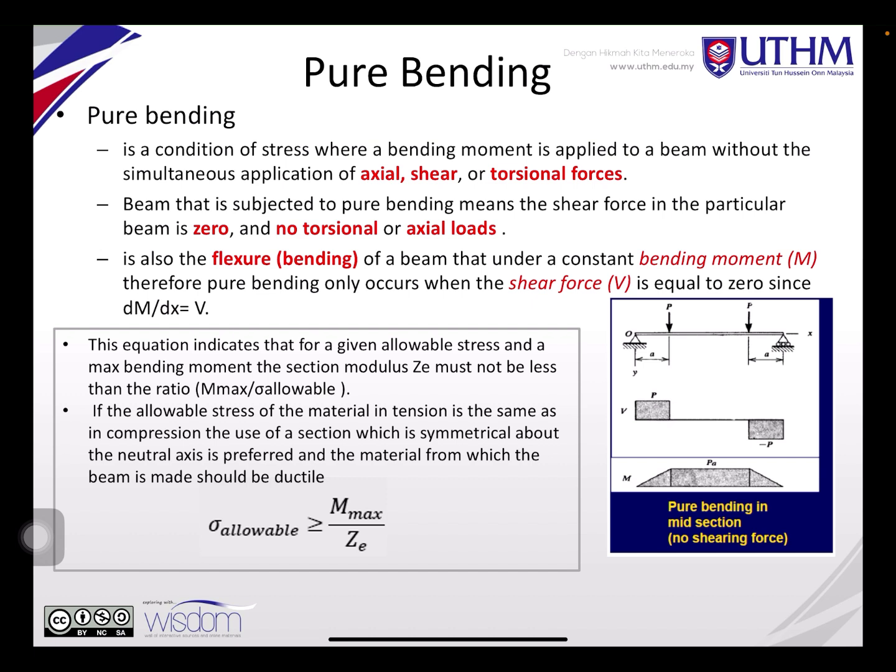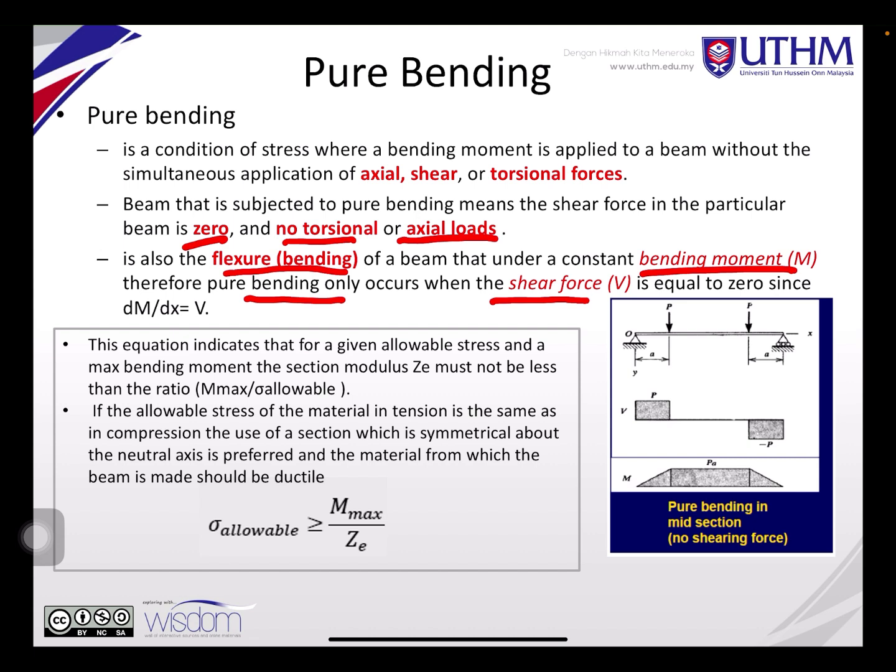Pure bending is a condition of stress where a bending moment is applied to a beam without the simultaneous application of axial, shear, or torsional force. A beam that is subjected to pure bending means the shear force in the beam is zero, no torsional, no axial force. It means pure bending only, no torque, no axial load. Also the bending of a beam is under a constant bending moment. So pure bending only occurs when the shear force is equal to zero.